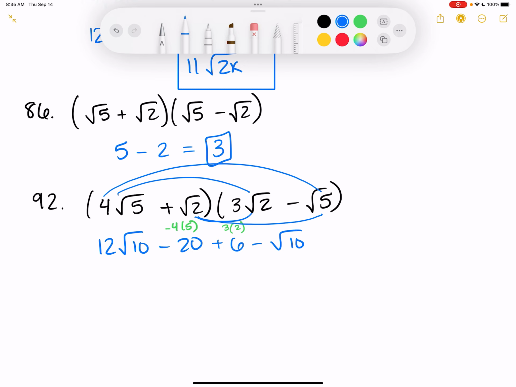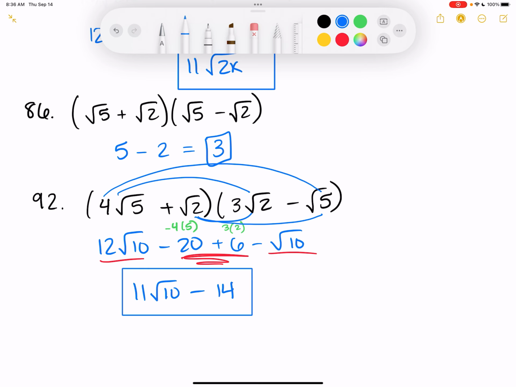And then I just want to combine like terms, so I can combine the stuff that has the square root of 10, and then I can combine those two things right there. So I end up with 11 square root of 10 minus 14. Any questions about that?